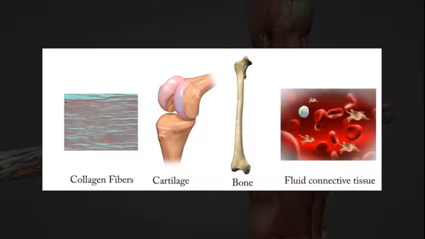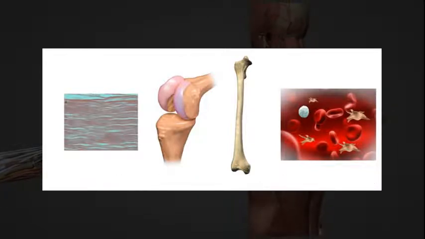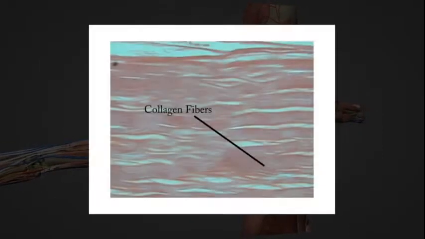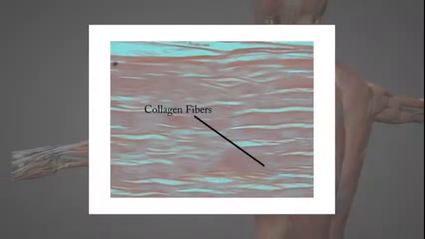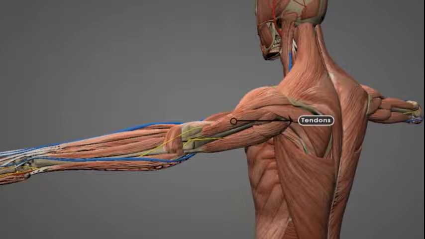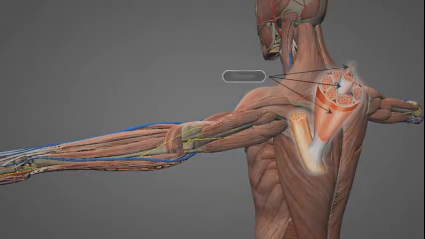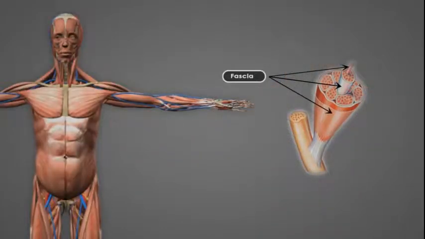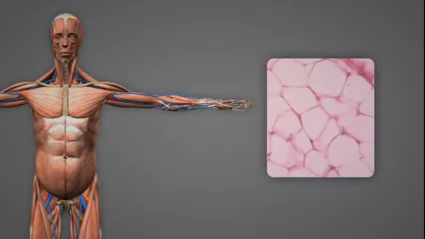Let us see. Fibrous connective tissue. Fibrous connective tissue has many fibers of collagen closely packed together. It includes tendons, which connect muscle to bone. Ligaments connect bone to bone at a joint. Fascia binds our skin to underlying structures. Adipose tissue stores fat and provides insulation. The cells are filled with oil.